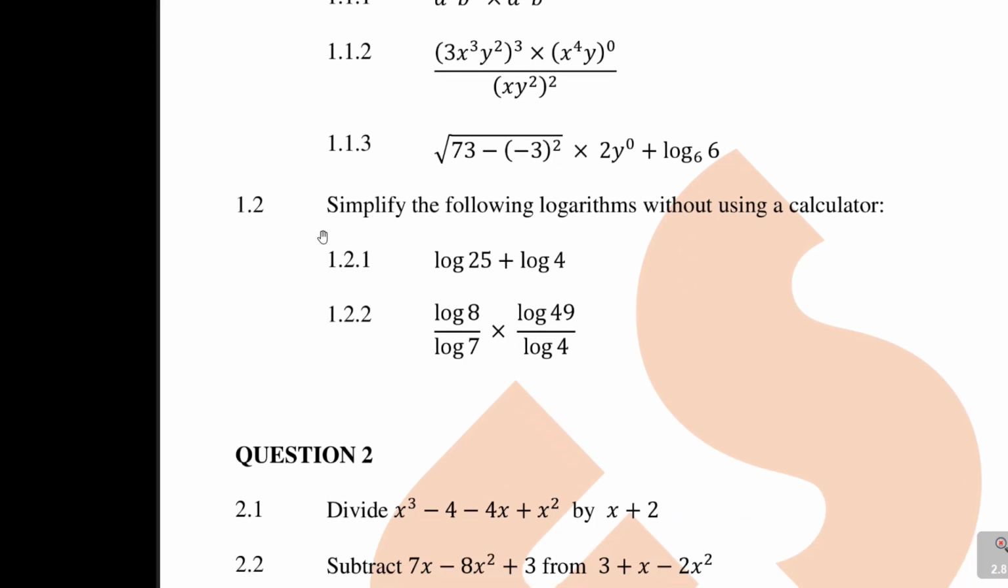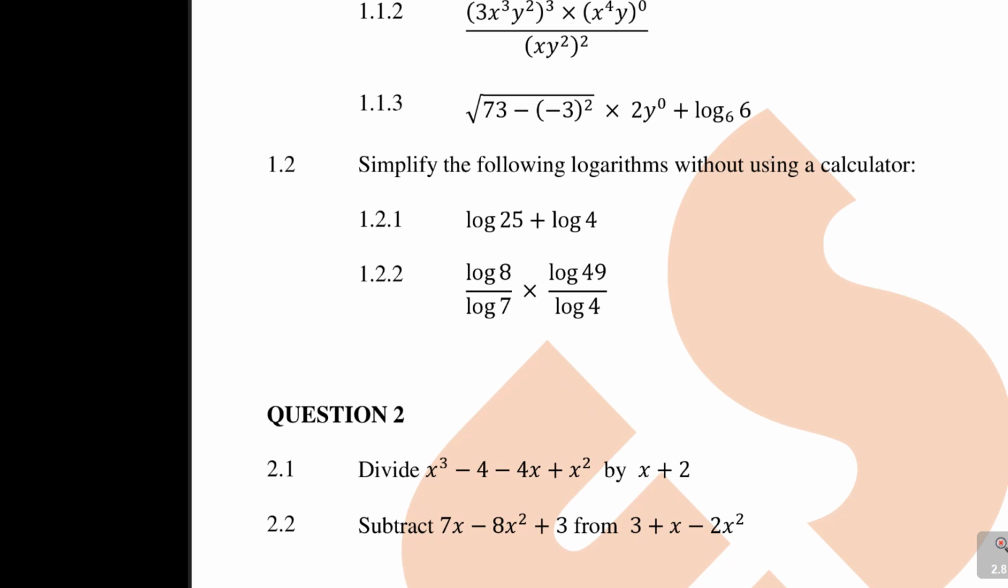Come to this one now, log. Simplify the following logarithms without a calculator. Now, you see, they are specifying don't use a calculator. But as I always say to students, that's when you must use one.